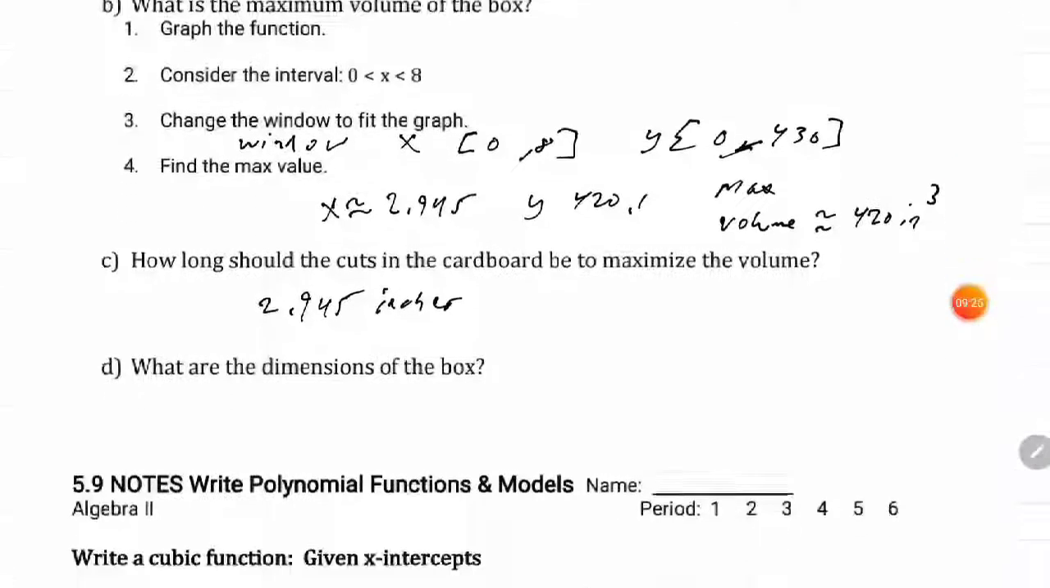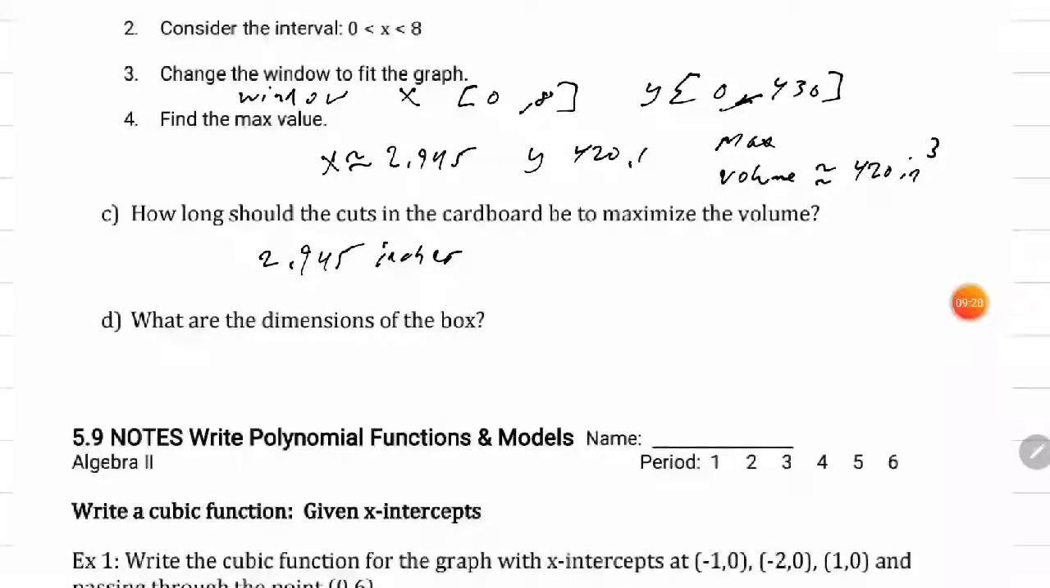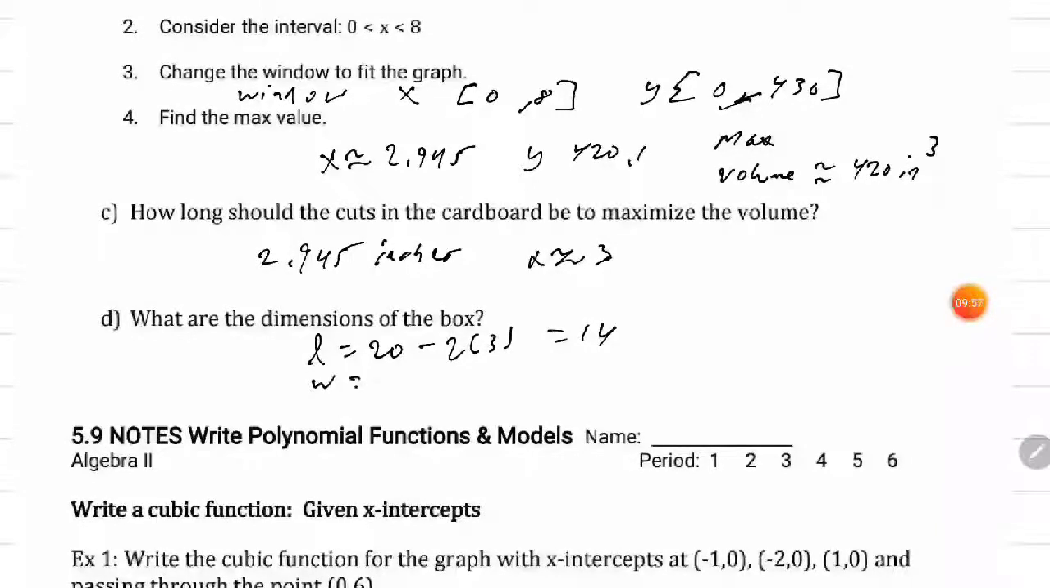And then what are the new dimensions of our box? Let's just use x being around 3 to make it a little bit easier on ourselves. Because if we're actually going to cut it out, we're not going to go 2.95. We might go 2.9, but we're most likely just going to go 3. So length is equal to 20 minus 2 times 3, which is now 14 inches. My width is going to be 16 minus 2 times 3, which is 10 inches. And then lastly, my height, we chose to be 3.